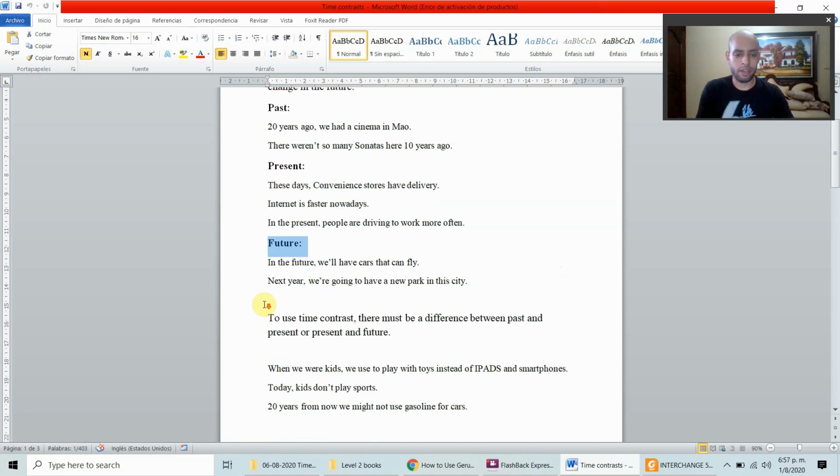And examples with the future. In the future, we'll have cars that can fly. Next year, we're going to have a new park in this city.